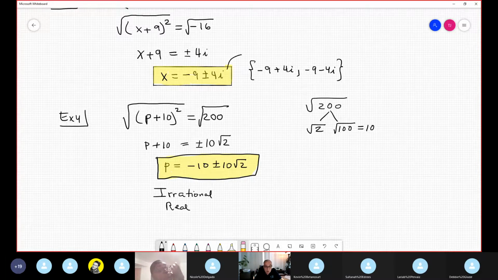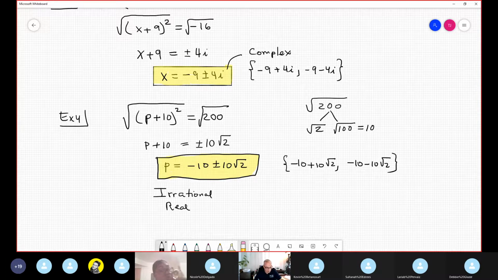In the other case, no. In that case, it's complex. If you want to write, for example, the solution set, this is not mandatory, but if you want, you copy it like that: -10 + 10 radical 2, comma, -10 - 10 radical 2. Okay? How do you feel in that part?